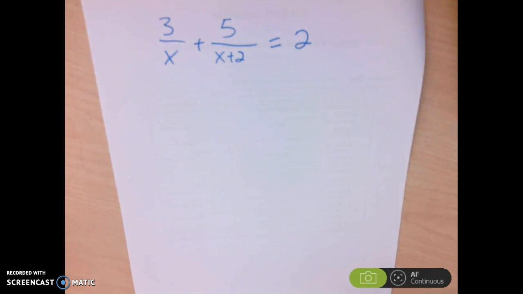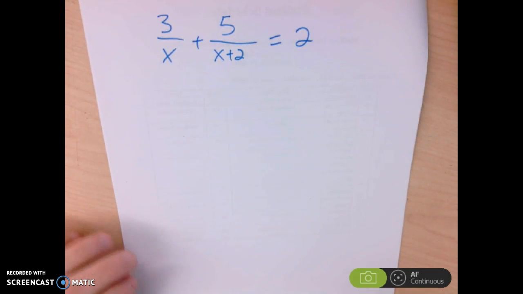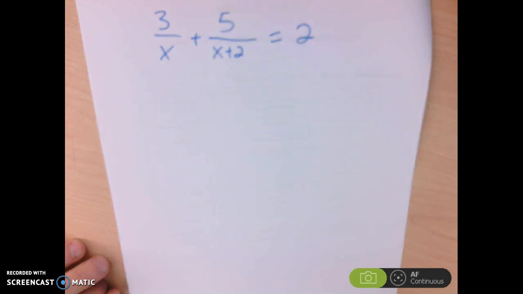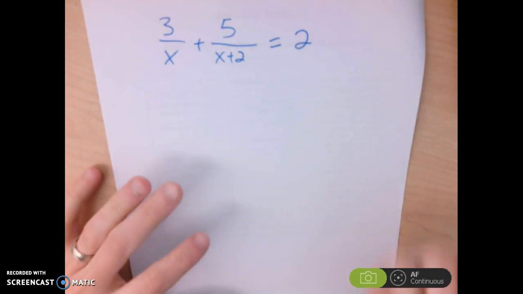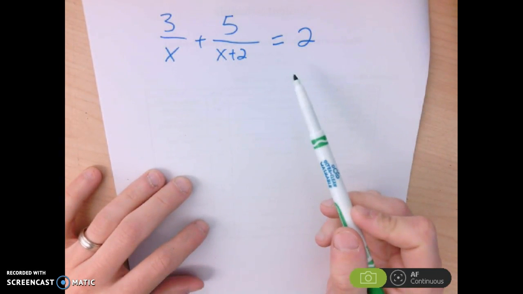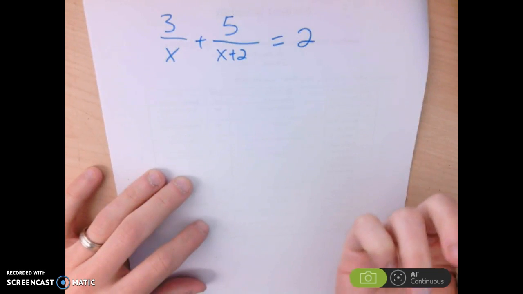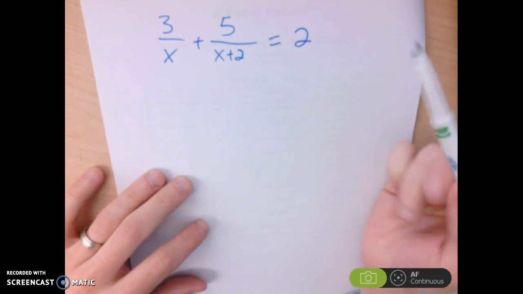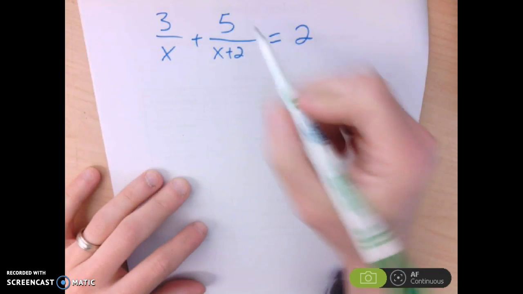Okay, so now on to the next example. If we want to solve a problem like this, 3 over x plus 5 over x squared equals 2, there are a couple ways to solve this. I think the easiest, though, is what's called the common denominator method.